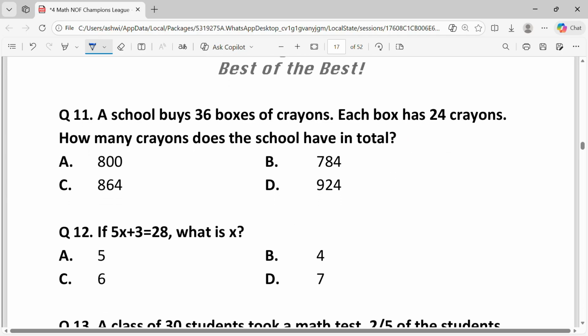Question 11. A school buys 36 boxes of crayons. Each box has 24 crayons. How many crayons does the school have in total? The total number of crayons the school has is the number of crayons in each box, that is 24, into the number of crayon boxes, that is 36, which is equal to 864. That is option C.